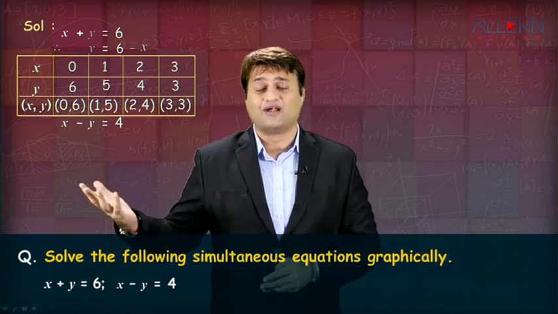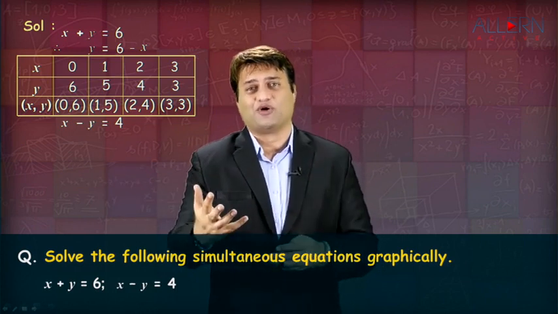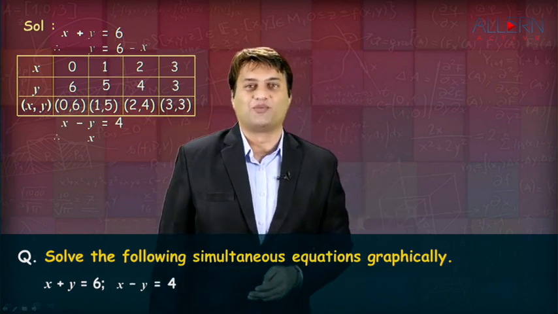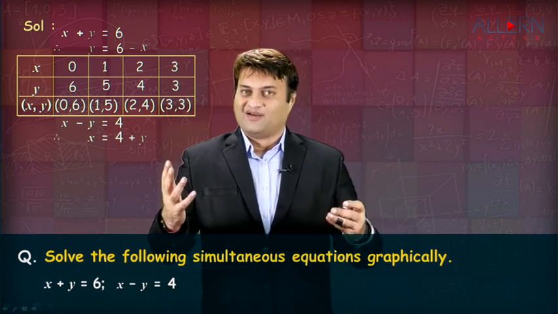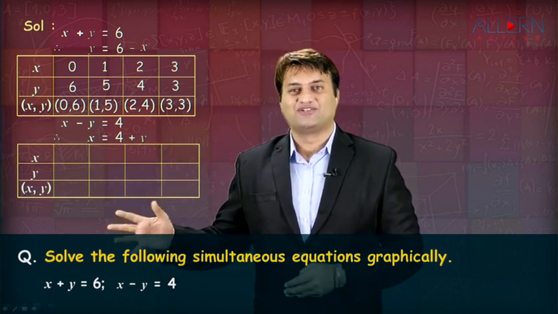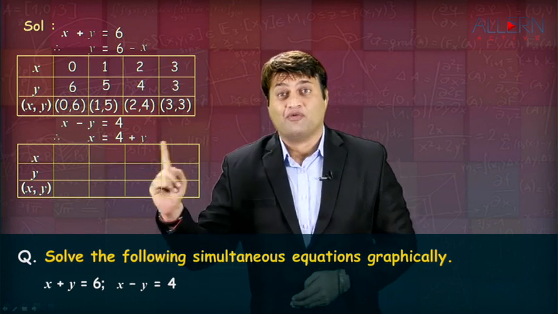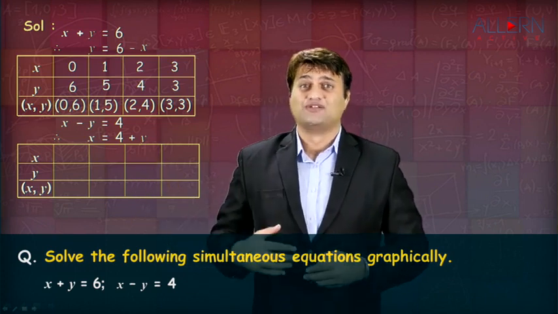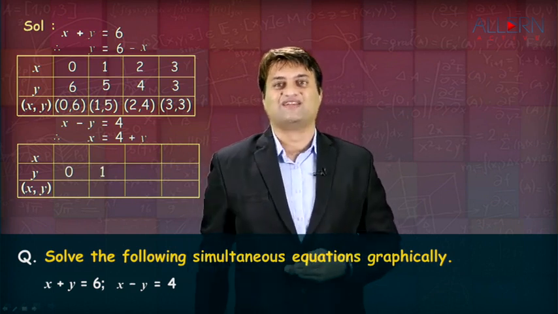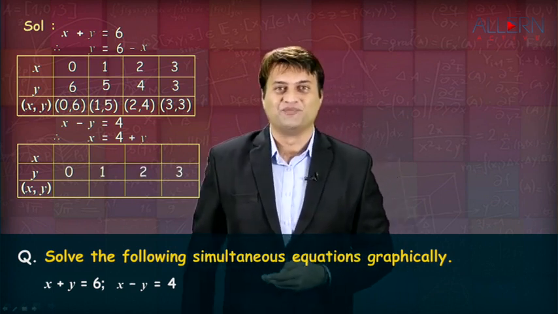Here it is better to shift minus y to the other side because then it will become plus y, right? So you get x is equal to 4 plus y. Draw the table. In the table: x, y, x comma y. Variable on the right hand side is y. So assume any 4 values of y this time, because y is in the right hand side. So the 4 values are 0, 1, 2, 3.